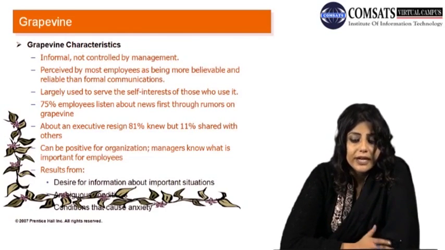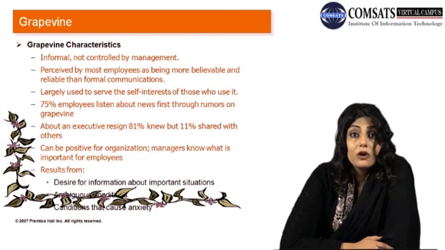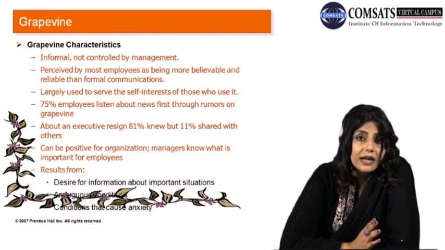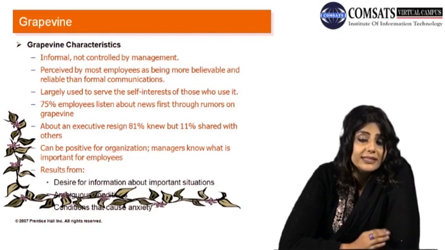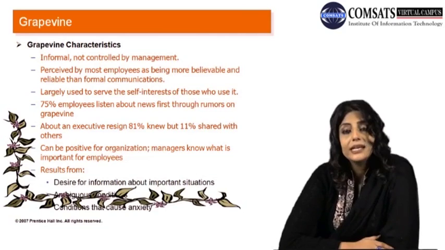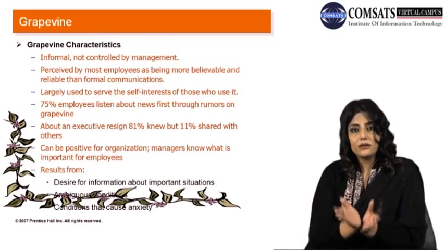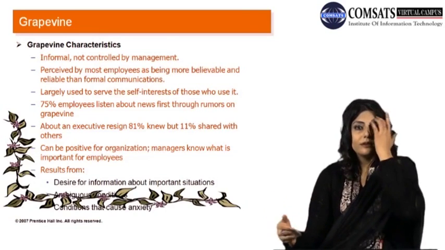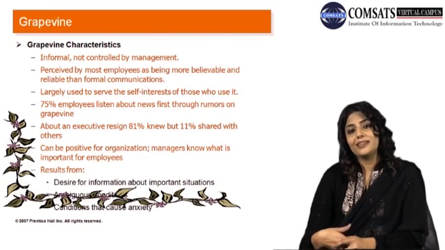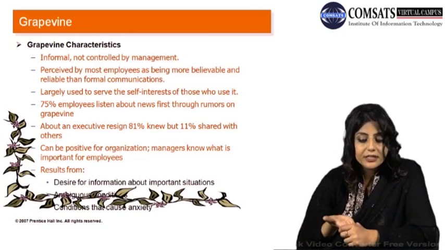Another interesting report that I was studying was that an executive resigned in an organization. 81% of the other people knew that the executive had resigned. Out of the people who knew that the executive had resigned from the organization, 81% kept the information to themselves, and 11% of them shared it with others. So as a result of sharing with others, this is again what the grapevine is: you are sharing the information informally with others, and it reaches those to whom the organization has not formally communicated the information, right?